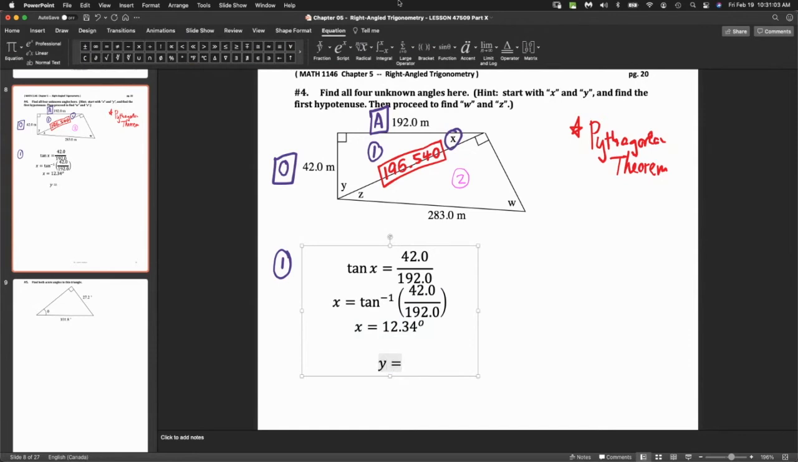How would you get y? Or what is the answer for y? You could use sine, but your cheapest answer is to use the triangle's angles. See, we know x and we know the right angle, so we could use 180 or 90. I'll use the 90 rule because it's cheap.